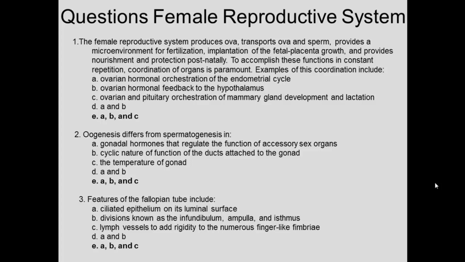Answer is E. Features of the fallopian tubes include ciliated epithelium on its luminal surface. True. Divisions known as infundibulum, ampulla, and isthmus. True. That is the oviduct. And then lymphatic vessels add rigidity to the numerous finger-like fimbria. That is true. So in the fimbria, there are lymphatics that aid in its rigidity. So the answer is E.